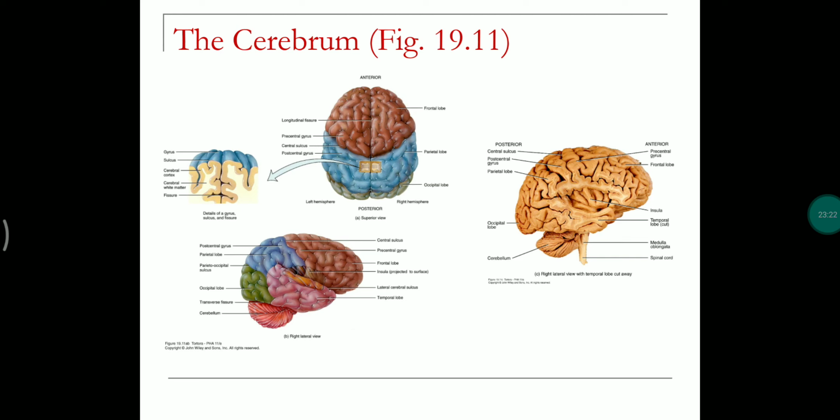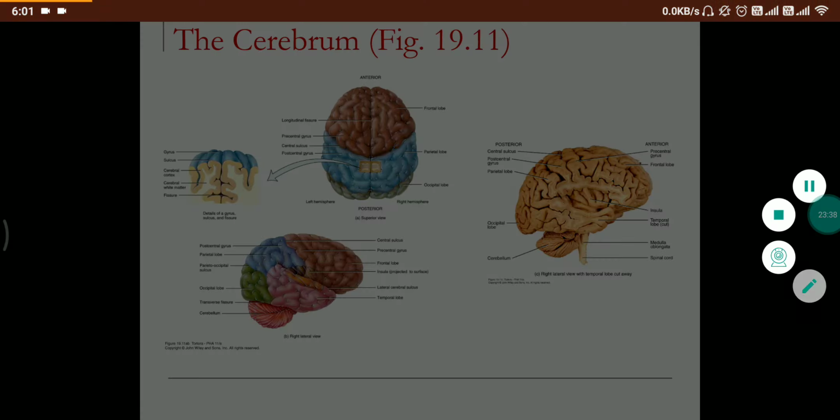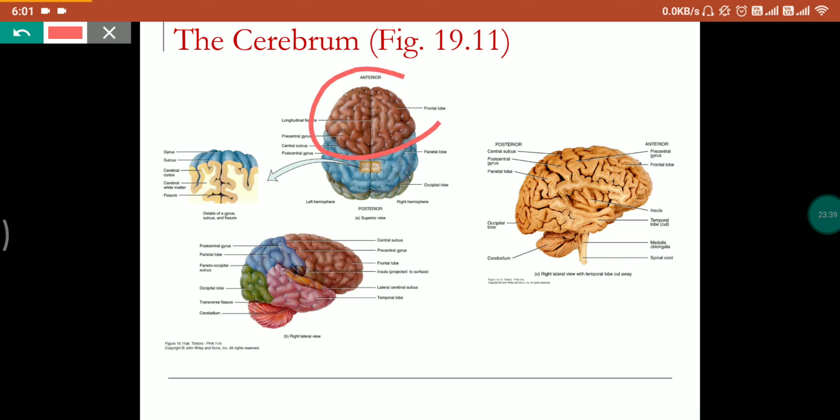So here, the brown colored one is called the frontal lobe, and the blue colored one is the parietal lobe. This is the frontal lobe and this is the parietal lobe, and these are separated by means of the central sulcus.